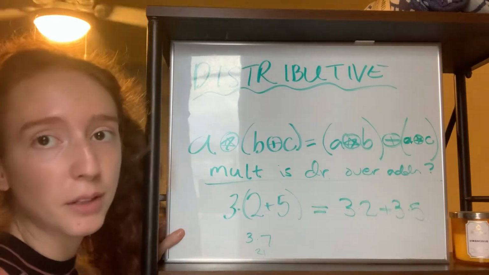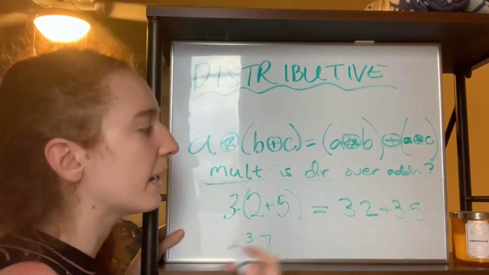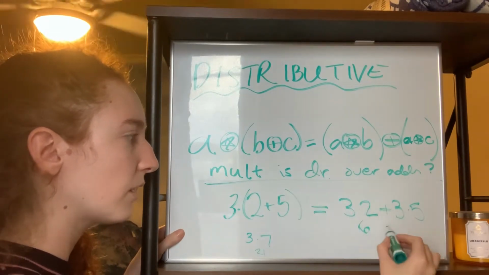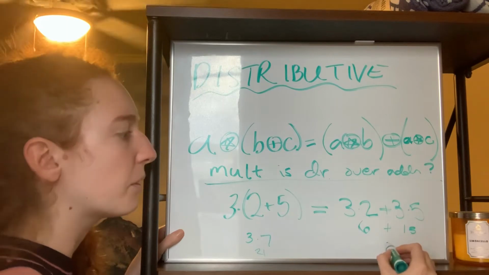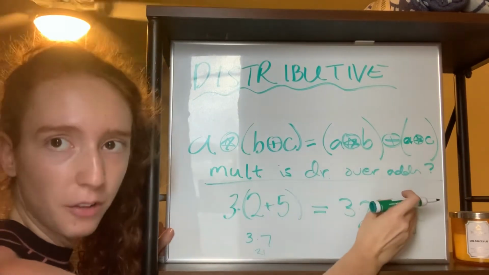And that's something that comes up frequently when computing. And we might have already taken it for granted, but that's what's going on, right? I can do 3 times 2 is 6, plus 3 times 5 is 15, and also 6 plus 15, yeah, that does turn out to be 21. So multiplication is distributive over addition.